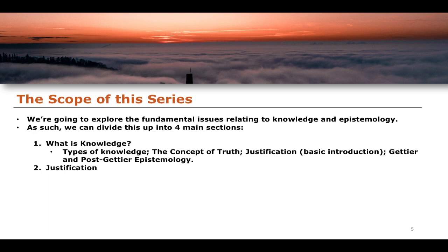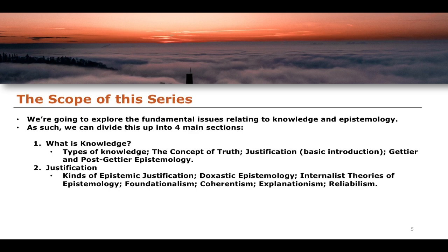The next section is going to be arguably and probably the largest section, which is the justification for knowledge. Epistemological justification is one of the biggest areas of epistemology itself. The kinds of epistemological or epistemic justification, we can talk about things like doxastic epistemology, internalist theories of epistemology, foundationalism, coherentism, explanationalism, and reliabilism, all of which are theories which attempt to find a coherent understanding relating to how one is able to justify belief in some knowledge versus a lack of belief in other knowledge, in the rejection of other pieces of knowledge. The third section will talk about rationalism and empiricism.